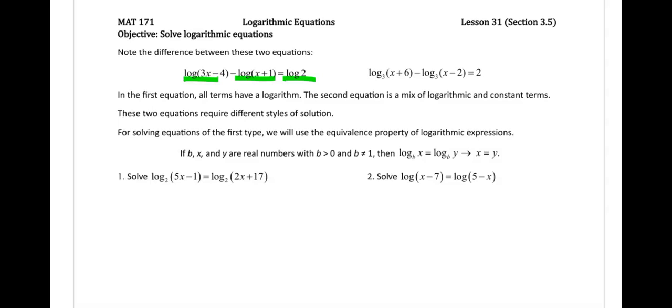In the second equation, we have two logarithms, and the third term in the equation is not a logarithm, but is a constant term, a number. So the way that we approach solving logarithmic equations depends on whether or not the equation is all logarithms or whether there is also a constant term in that equation. Now, if there's a constant term, it doesn't have to be already isolated in that equation.